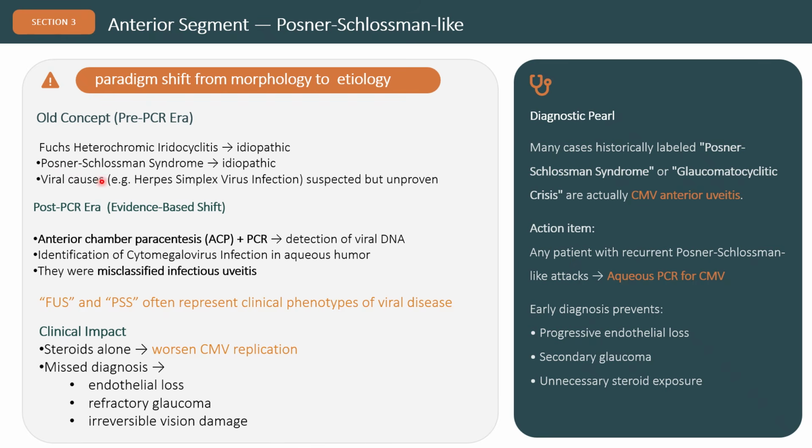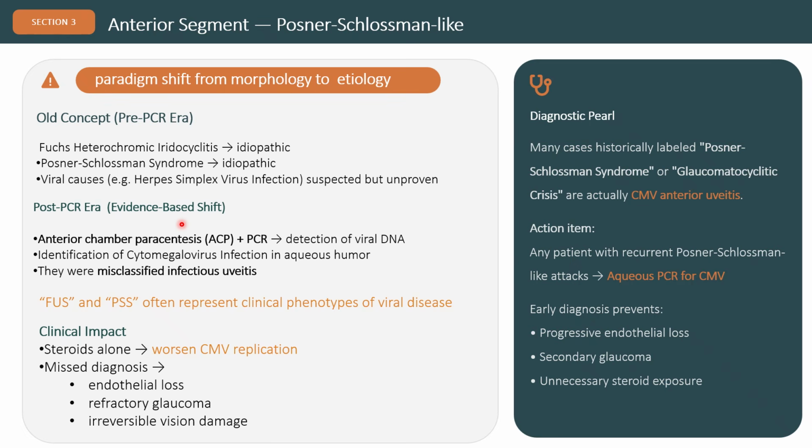They could isolate cytomegalovirus in Fuchs heterochromic uveitis in the eastern part of the world, and rubella virus in the western part of the world. And for Posner-Schlossman syndrome, also cytomegalovirus, and sometimes herpes simplex has also been isolated in these cases. So this makes a paradigm shift from diagnosis based on the clinical morphology of the case to laboratory-based, or evidence-based, diagnosis.